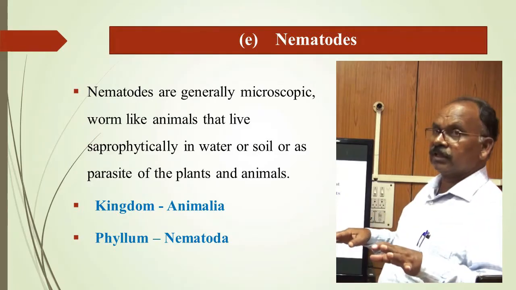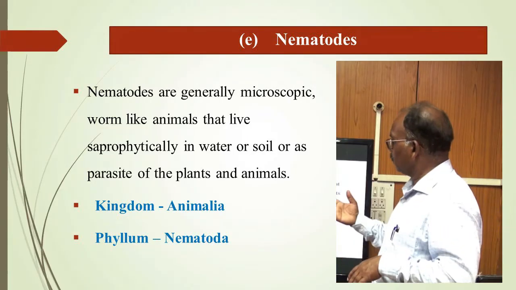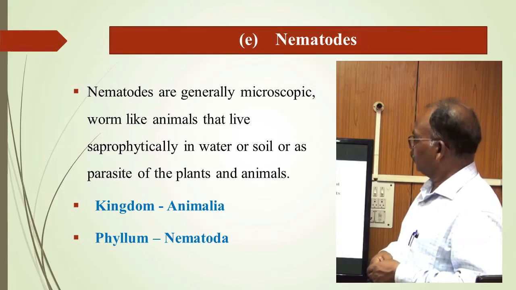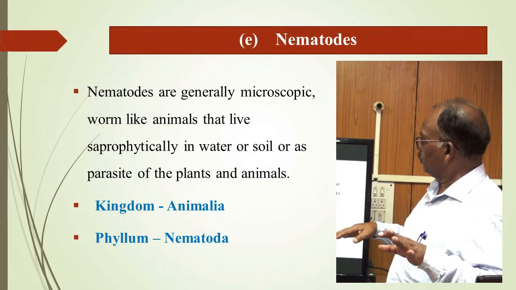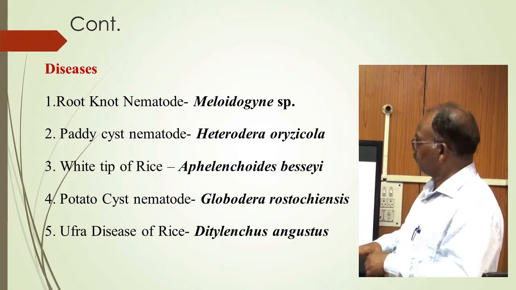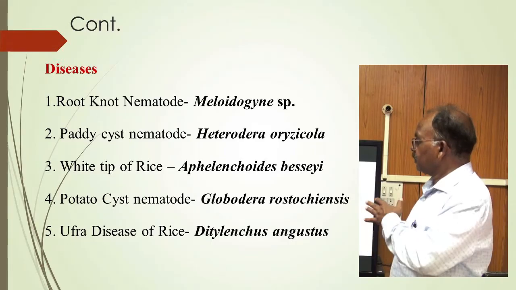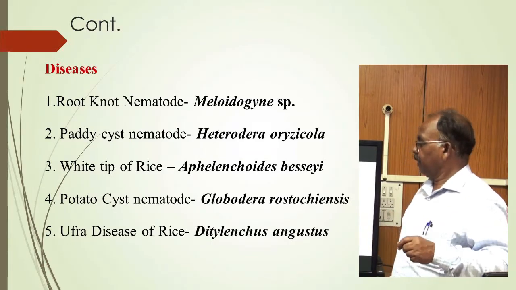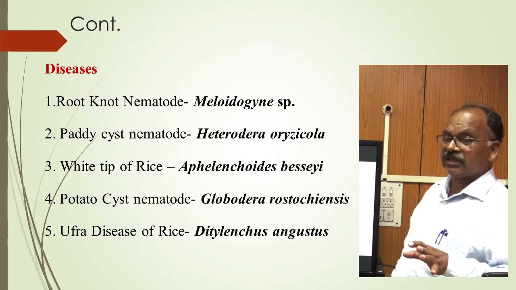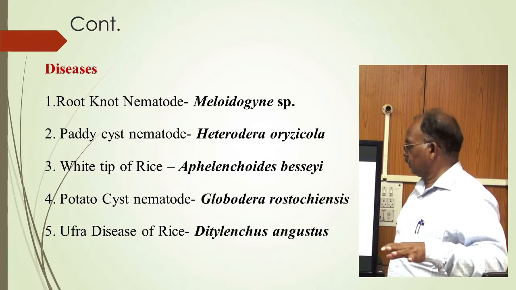Nematodes. Nematodes are generally microscopic worm-like animals that live saprophytically in water or soil, or as parasites of plants and animals. Nematodes belong to the kingdom Animalia and phylum Nematoda. There are some important diseases caused by nematodes, such as root knot nematode, Meloidogyne species, paddy cyst nematode, Heterodera oryzicola, white tip of rice, Aphelenchoides besseyi, potato cyst nematode, Globodera rostochiensis, and Ufra disease of rice, Ditylenchus angustus.